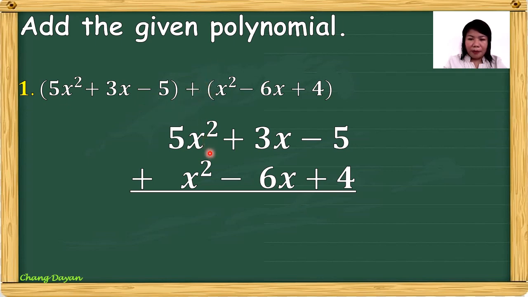Okay? So, kung mapapansin natin, pinagtapat natin yung parehong may x square. Pinagtapat natin ang 5x square at x square. Samantala, pinagtapat din natin ang 3x at 6x. Pareho ang kanilang literal coefficient. Ganon din ang constant na negative 5 at positive 4. Now, let us proceed with addition.